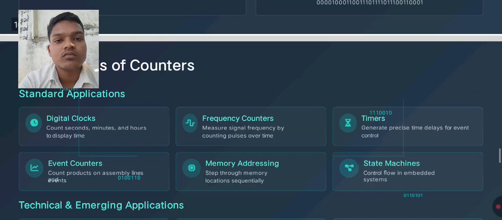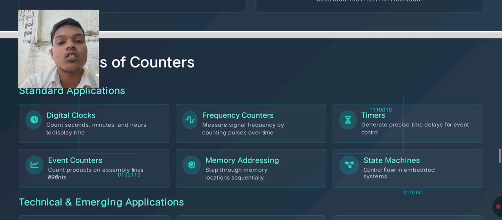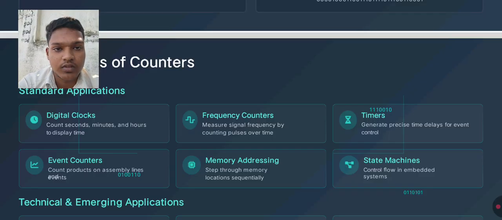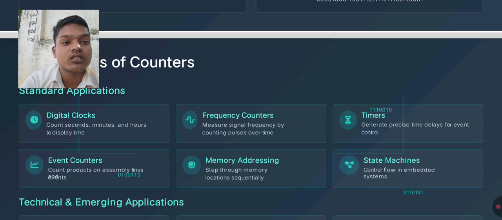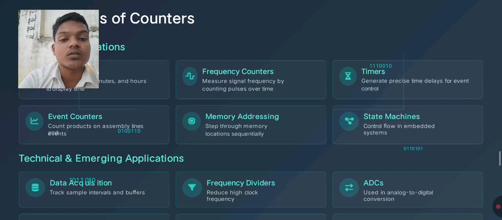Applications of counters. Standard applications: digital clocks count seconds, minutes and hours to display time. Frequency counters measure signal frequency by counting pulses over time. Timers generate precise time delays for event control. Event counters count events such as products on assembly lines. Memory addressing steps through memory locations sequentially. State machines control flow in embedded systems.